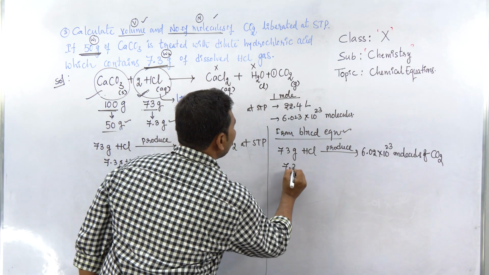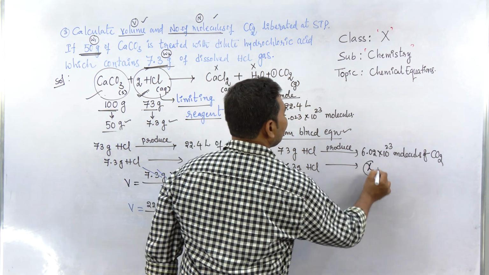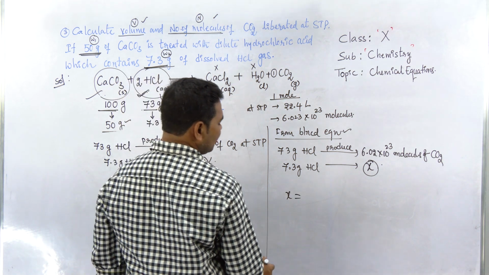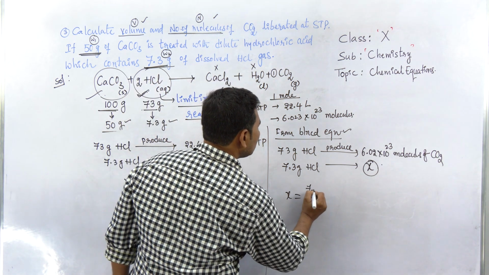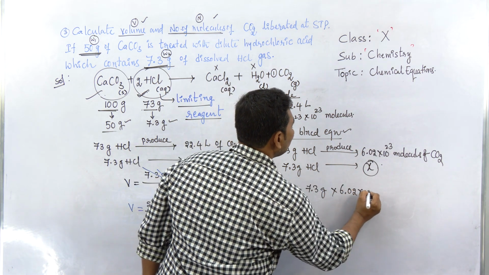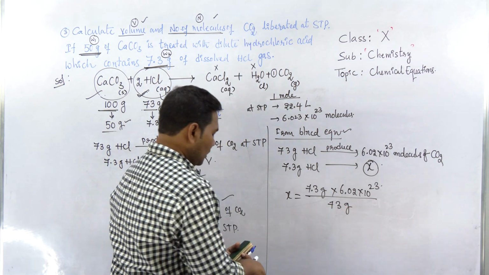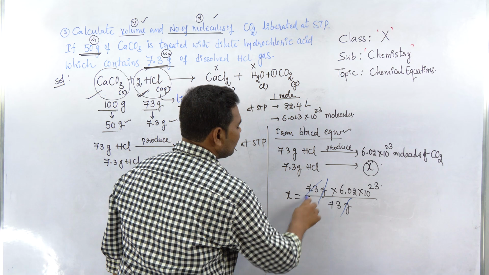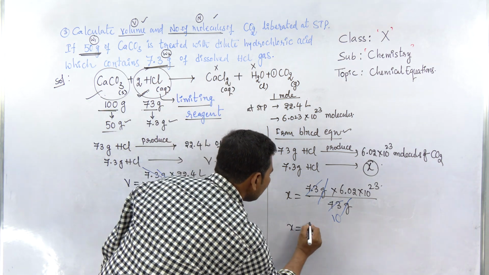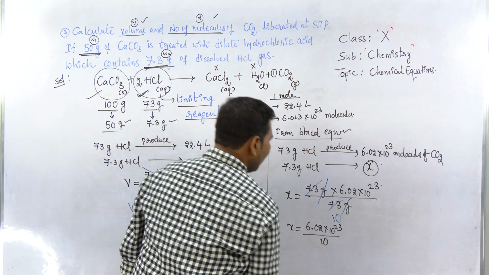Then we are provided only 7.3 grams of HCl. 7.3 grams of HCl provides what number of molecules of CO2? Let's find X, where X is the number of molecules of CO2. X is equal to 7.3 grams multiplied with 6.02 into 10 to the power 23 molecules divided by 73 gram. Now I just cancel gram and gram. 7.3 ones are 7.3, tens are 73, right? Now I write X is equal to 6.02 into 10 to the power 23 by 10.